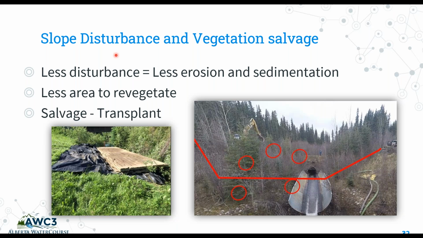Slope disturbance and vegetation. So the less disturbance we have, the less erosion and sedimentation we have, the less area we have to revegetate. If we are disturbing vegetation, we can look at salvaging some of the vegetation for use later in our project.